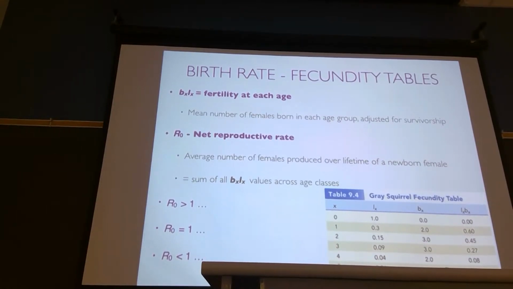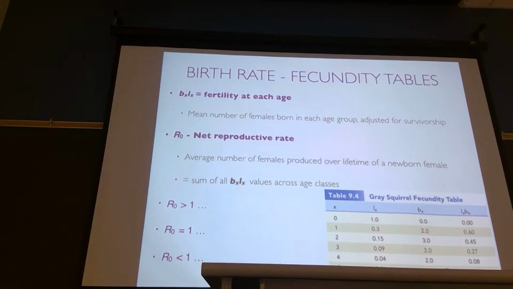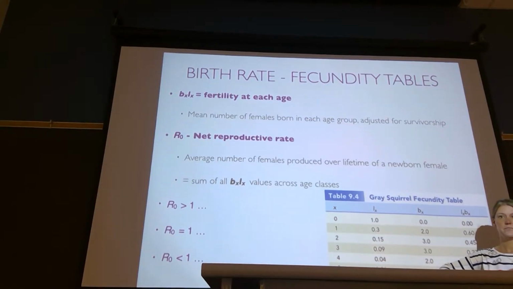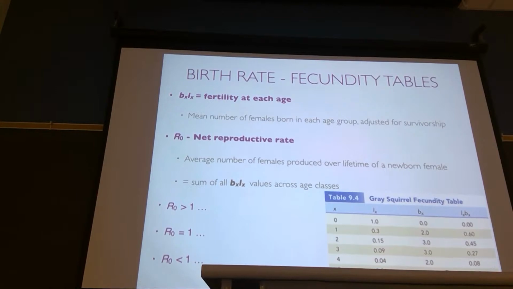Gross reproduction is the sum of all the BX values. That's the maximum that can happen. What's actually happening in that population in terms of fecundity is a factor of how many females survive to each age. And that's our LXBX values. The sum of all of those is your net reproductive rate.